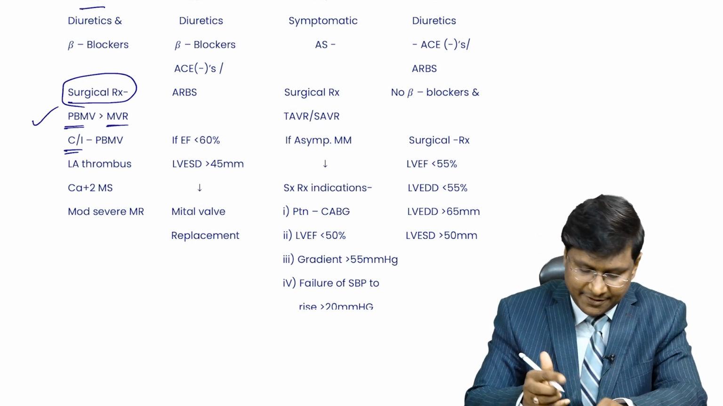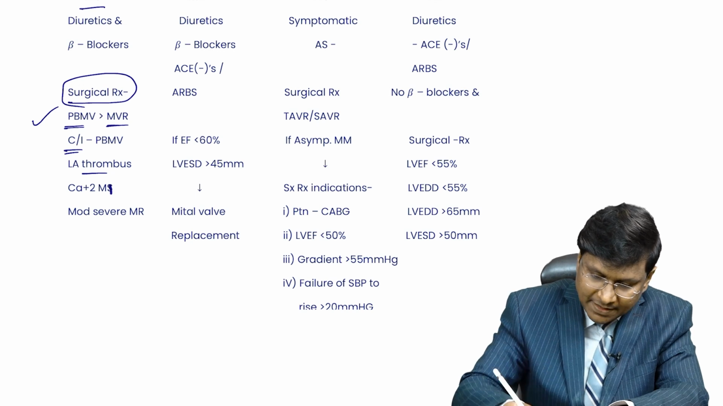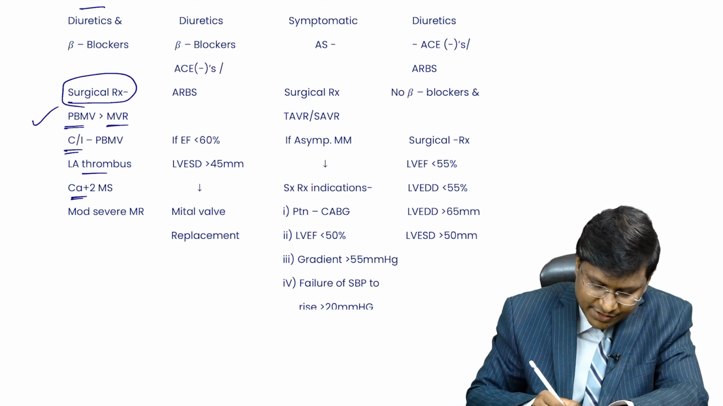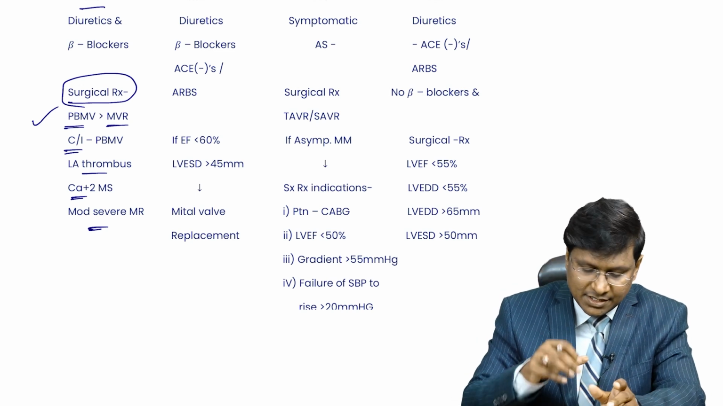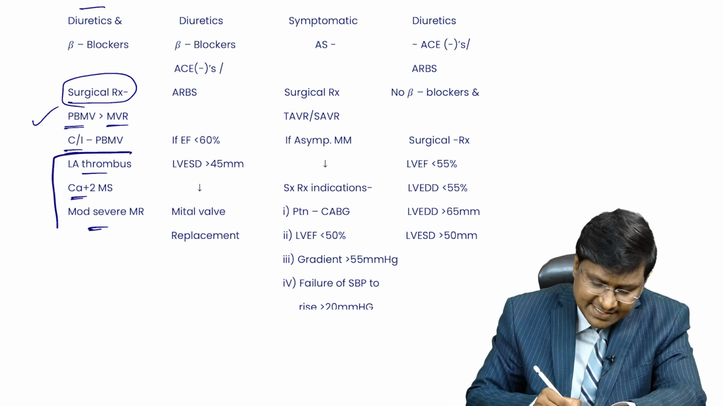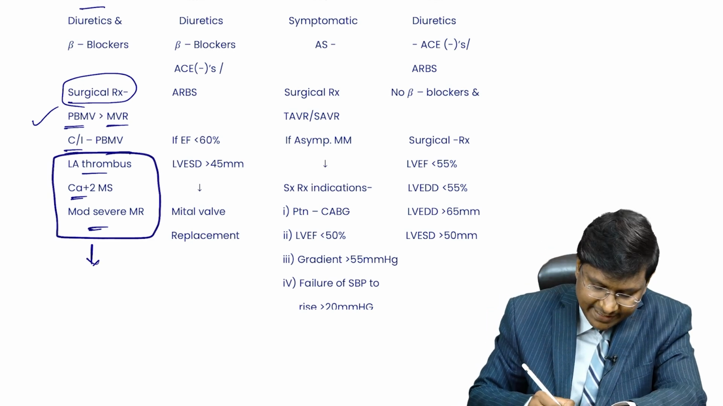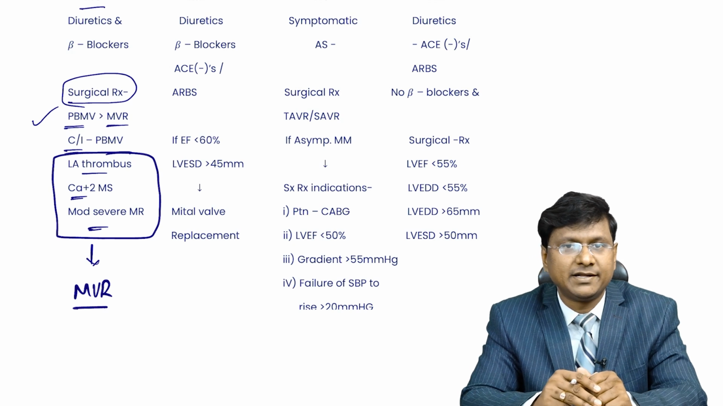Contraindications to PBMV will be presence of left atrial thrombus, presence of calcified mitral stenosis, and moderate to severe MR. So these are the contraindications for PBMV, and these are the scenarios where you need to do mitral valve replacement, right? These are the scenarios where we do mitral valve replacement.